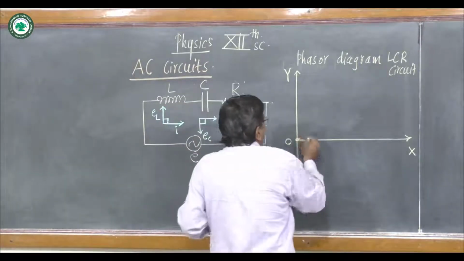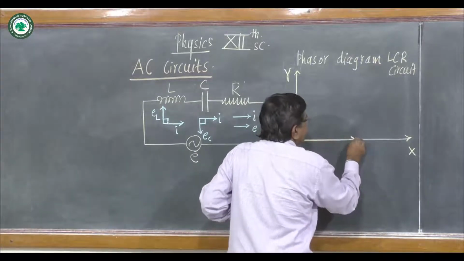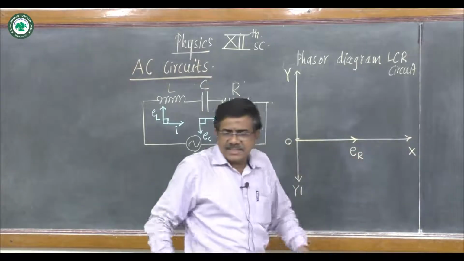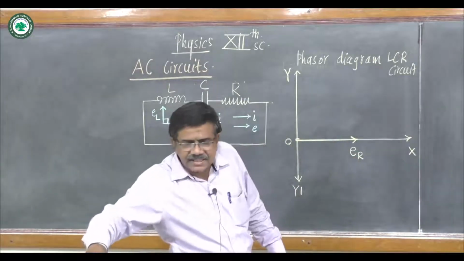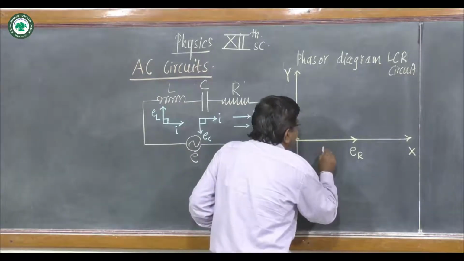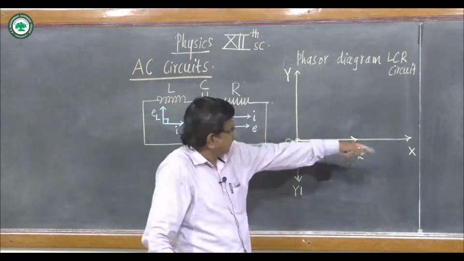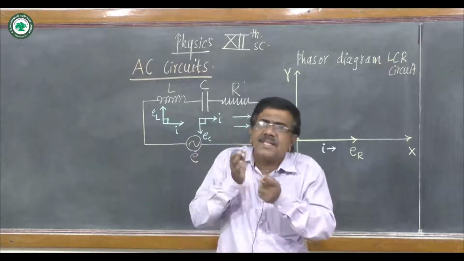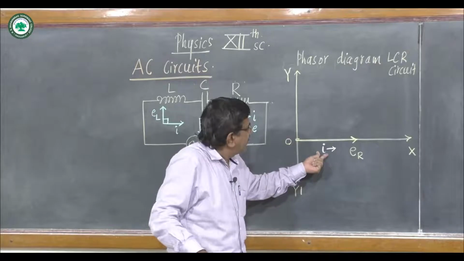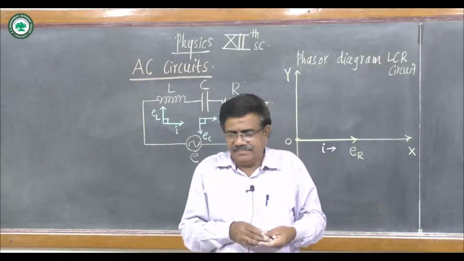Suppose here EMF across resistor is ER, and as current is also along the same direction, or there is no phase difference, so this I is also along the same axis, that is the positive X axis, as there is no phase difference between EMF and current in case of a resistor or circuit containing resistor.